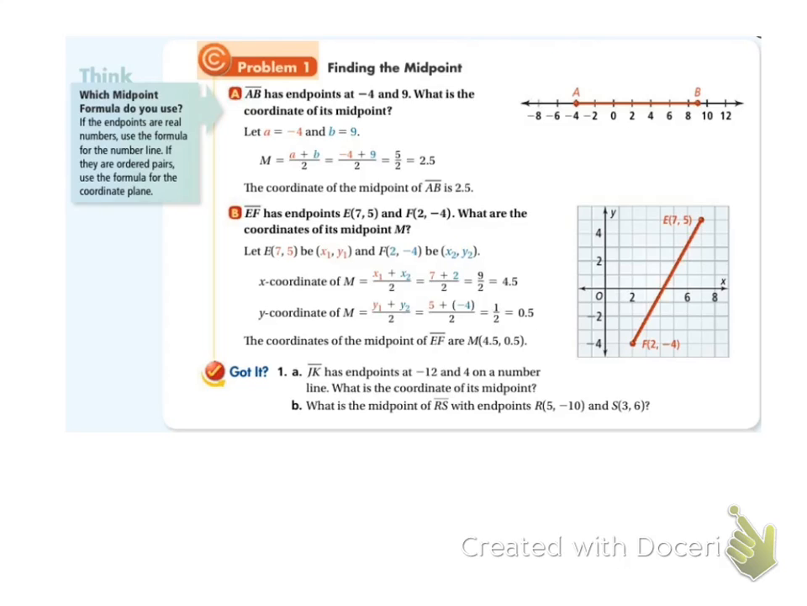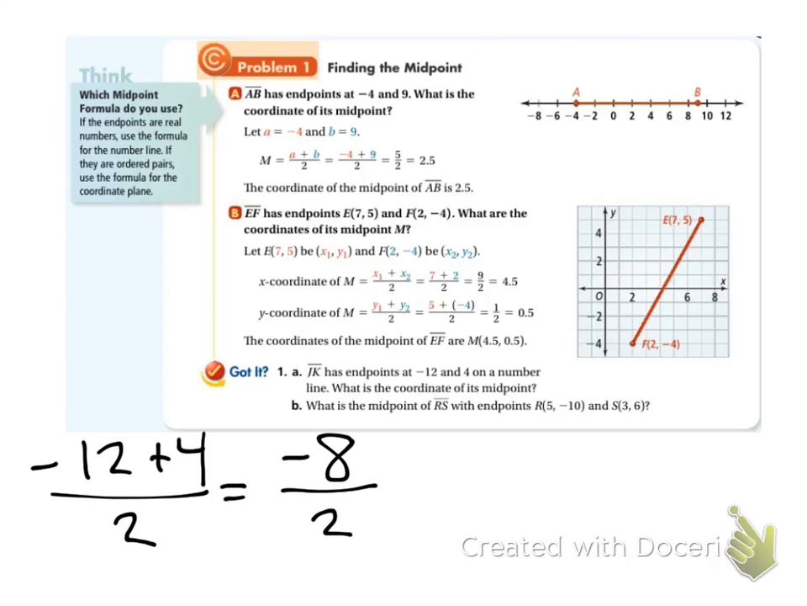Okay, so let's try that. I'm just going to jump down to our got it problem. JK has endpoints at -12 and 4 on a number line. What is the coordinate of its midpoint? Well, we're going to do -12 plus 4 divided by 2. When we simplify the top, -12 plus 4 is -8 divided by 2 gives me -4. So its midpoint is -4.